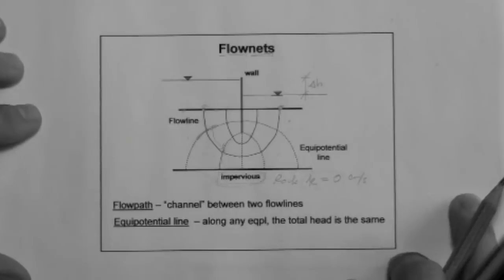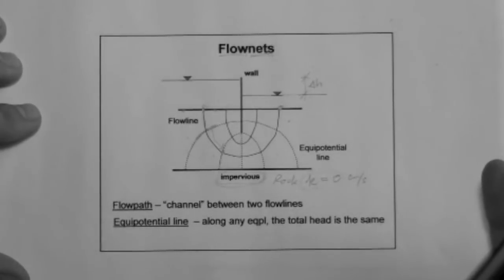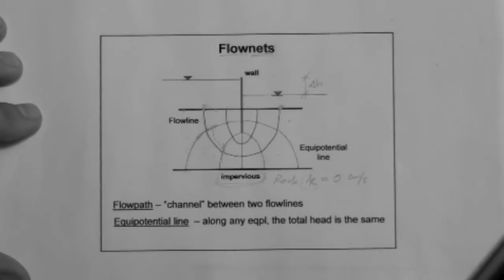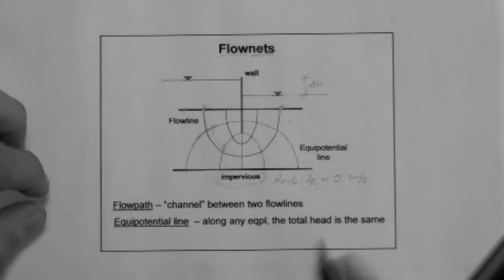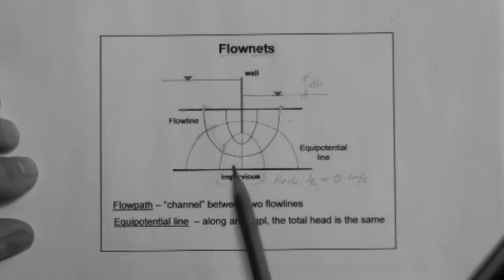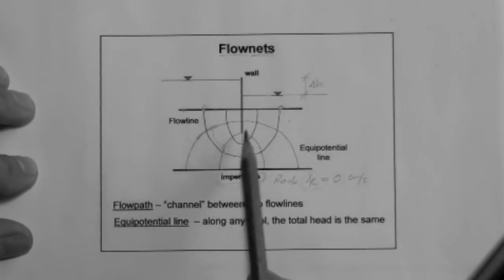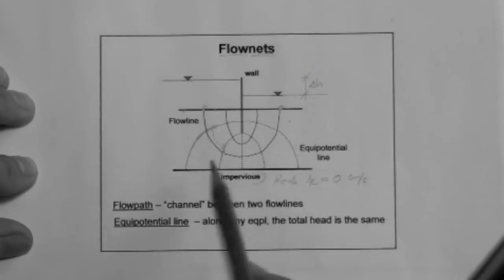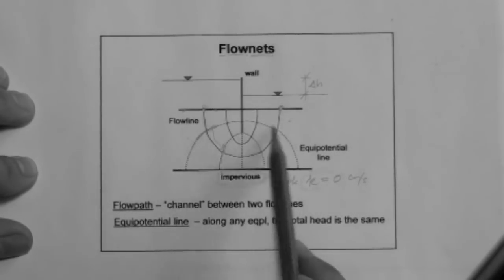Okay, so now we have basically described the two types of curves, which have the names of lines, that make up a flow net. The flow lines, these are trajectories or paths, and the equipotential lines that cross them.